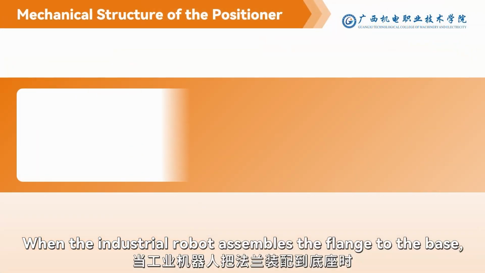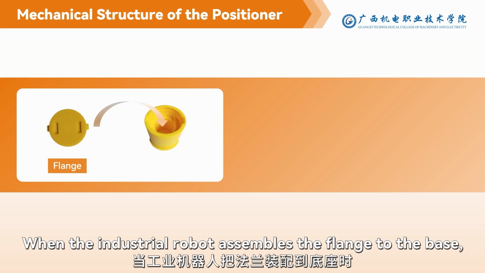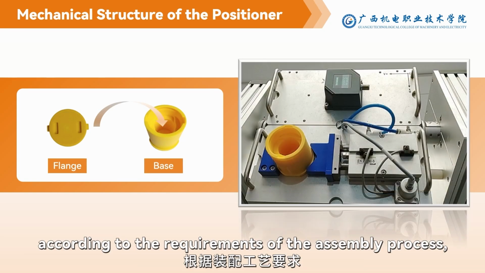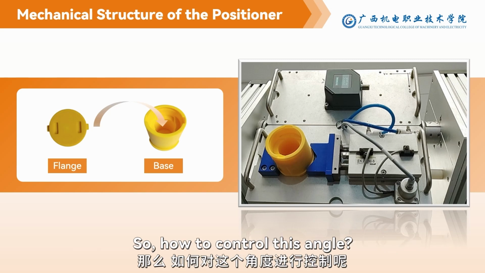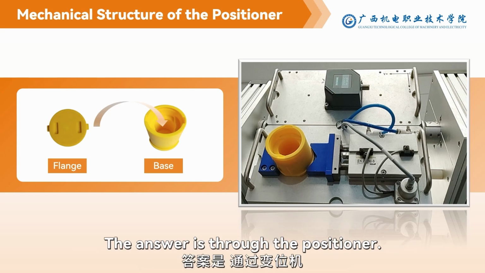When the industrial robot assembles the phalange to the base, according to the requirements of the assembling process, the base must have a certain inclination angle. So, how to control this angle? The answer is through the positioner.